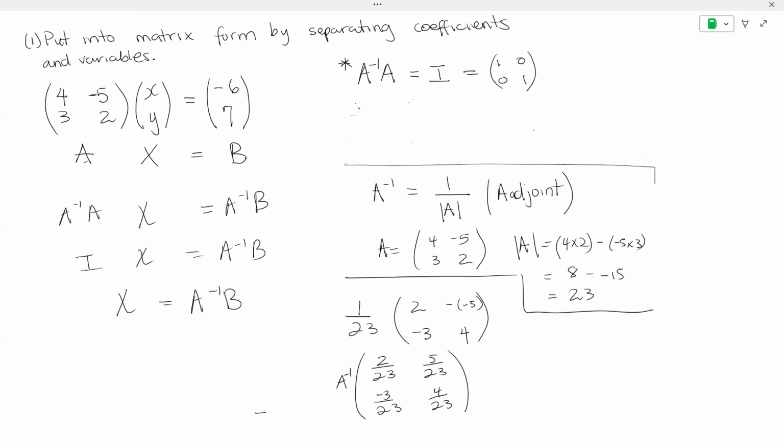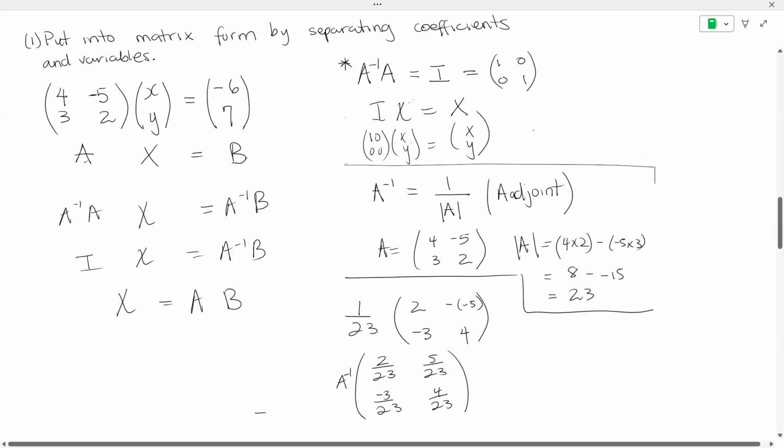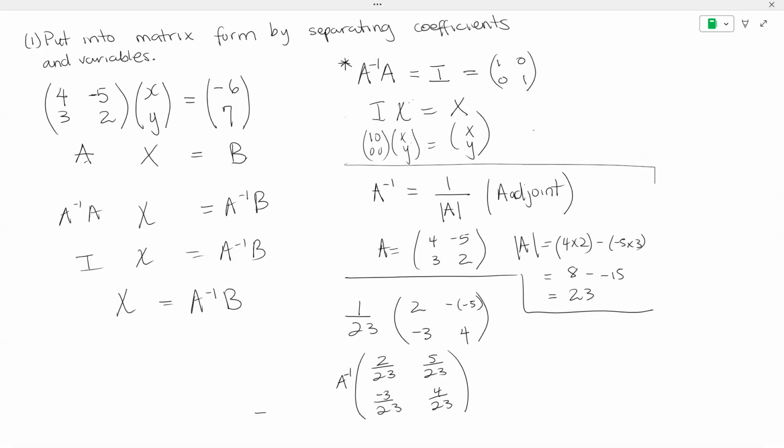I by X is X, because [1, 0; 0, 1] by [x; y] is equal to [x; y], right? So let's go and work this out. We're working out the inverse of A to multiply it by B. So first step, A inverse is 1 over the determinant of A, by A adjoint.